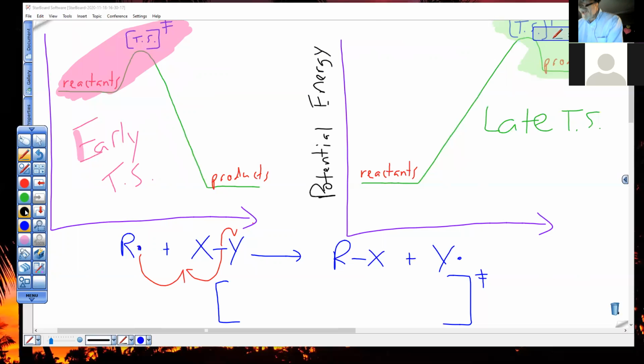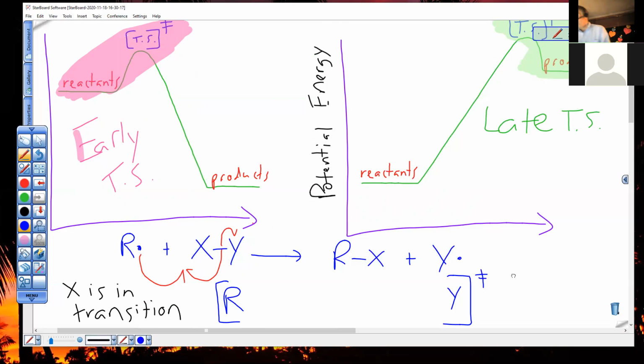So fact one, X is in transition. Just look at the mechanism. Don't memorize it. Just look at the mechanism and say, oh, X is the only one that's moving. So if this was a reaction that wasn't exothermic or endothermic, X would be in the middle. All right. So in the transition state, it looks like the reaction. You've got R on one side, and on the other side is Y.